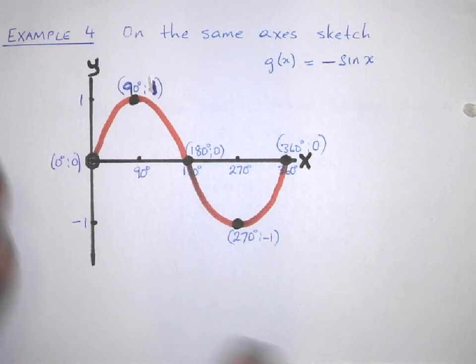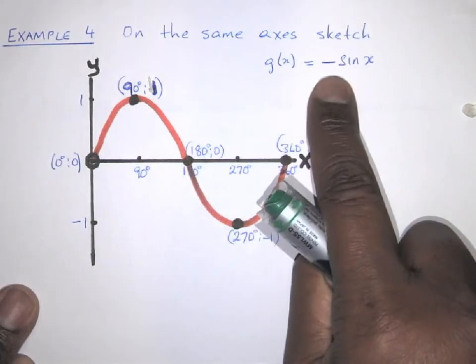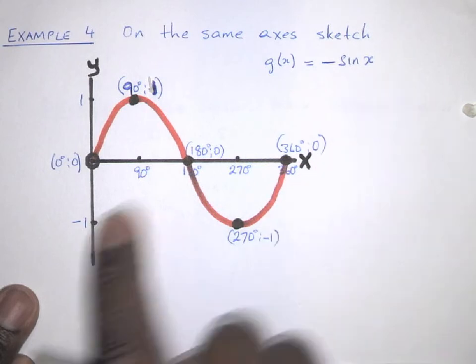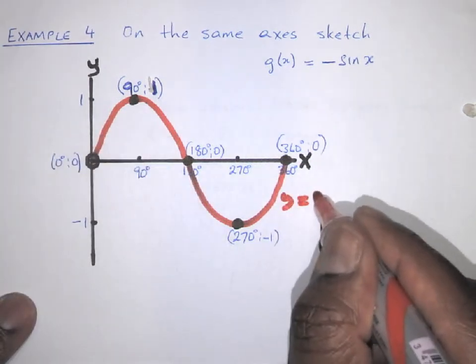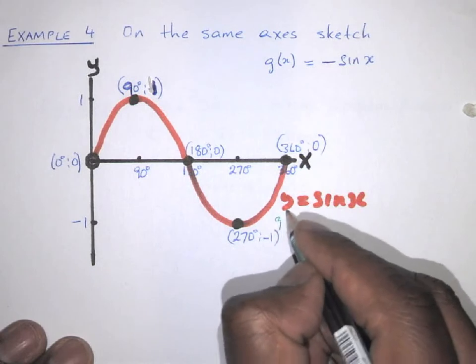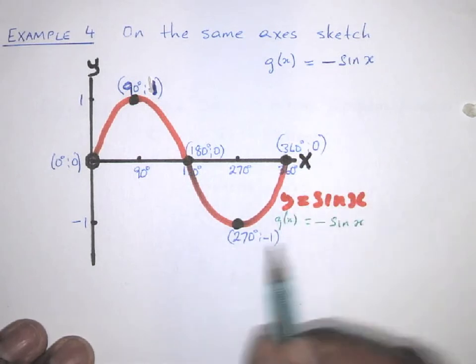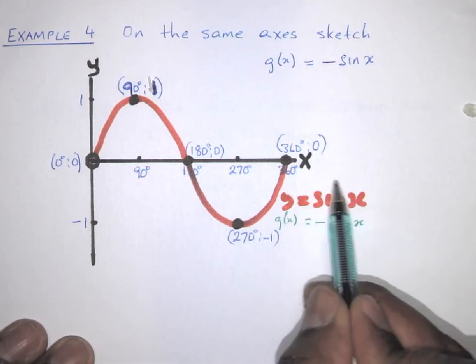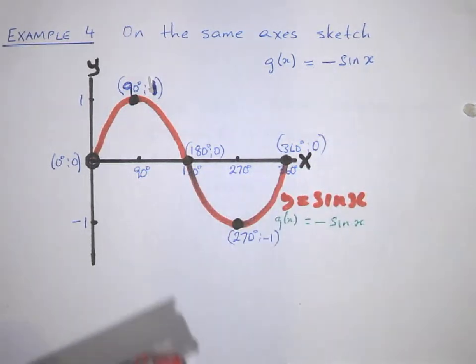In this last example, they say on the same axis, sketch g of x equals minus sine x. The original one, which is red, is y is equal to sine of x. Now they want us to draw the graph of g of x is equal to minus sine x. So what have they done? They've multiplied the y value by a negative sign. So each y value will be multiplied by a negative sign.